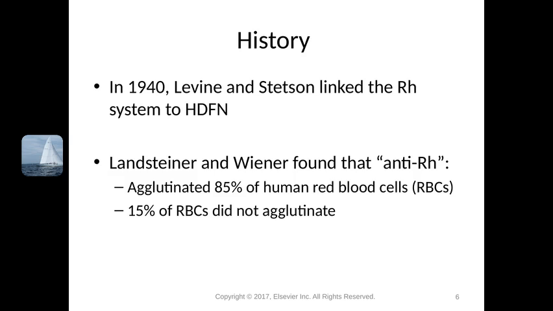Landsteiner and Wiener. I think it's actually pronounced Weiner, but I just have way more fun calling it Wiener because that's way cooler.